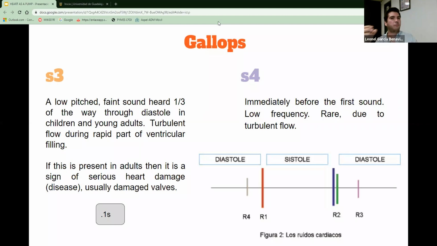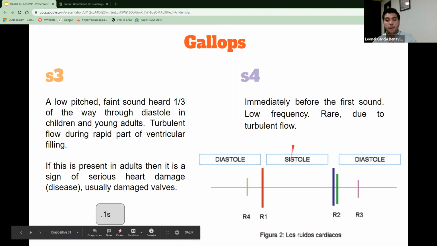In a 50-year-old overweight person, it's going to be a cause for suspicion. It's not going to be okay. But in a skinny 17-year-old teenager, it's not going to be a problem. It can be physiological. What happens here is that the turbulent flow during ventricular filling creates a sound.